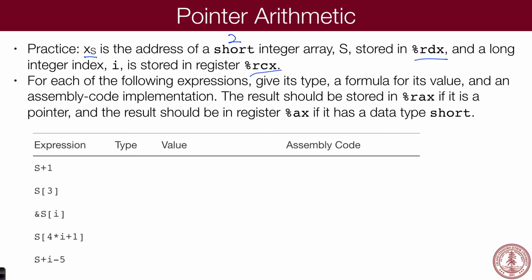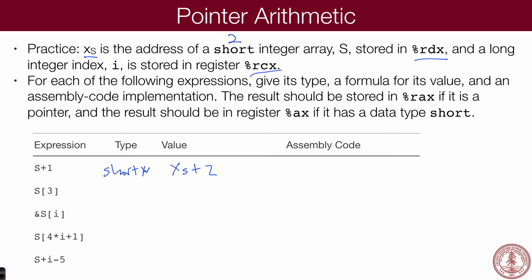Okay, all right. So let's do a couple of these here. If we want s plus 1, is that going to be an array or an address or a short? It's going to be an address. So it's going to be a short address. And the value that we're going to get is just going to be xs plus what? 2, because we have to scale it, right?